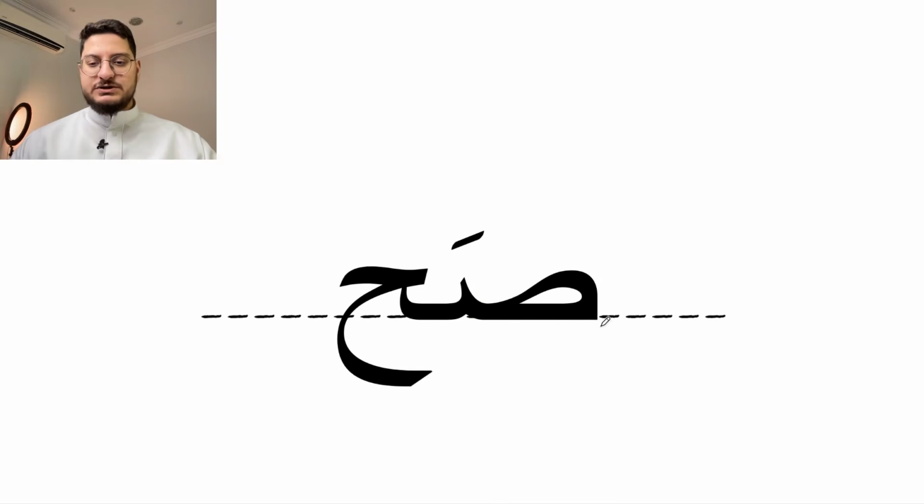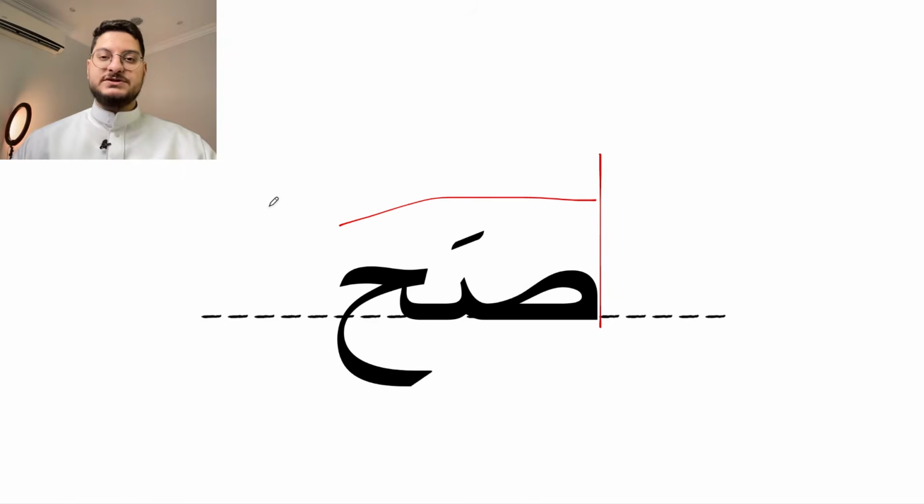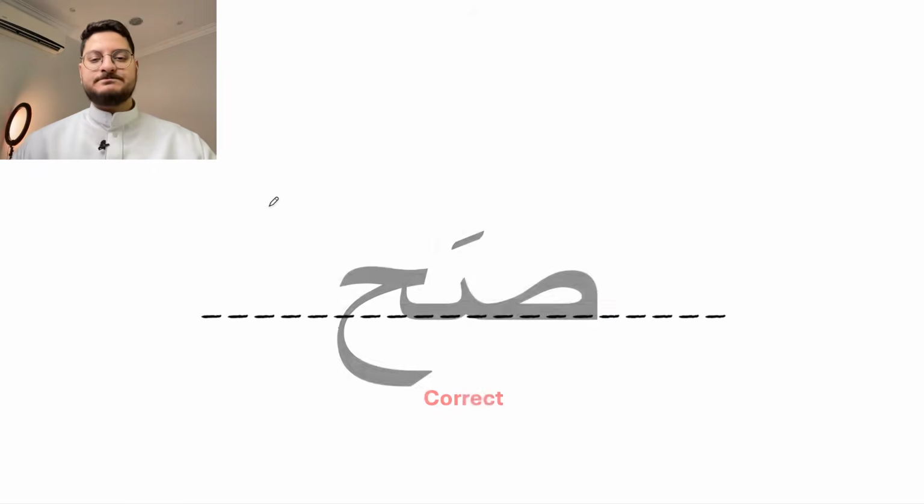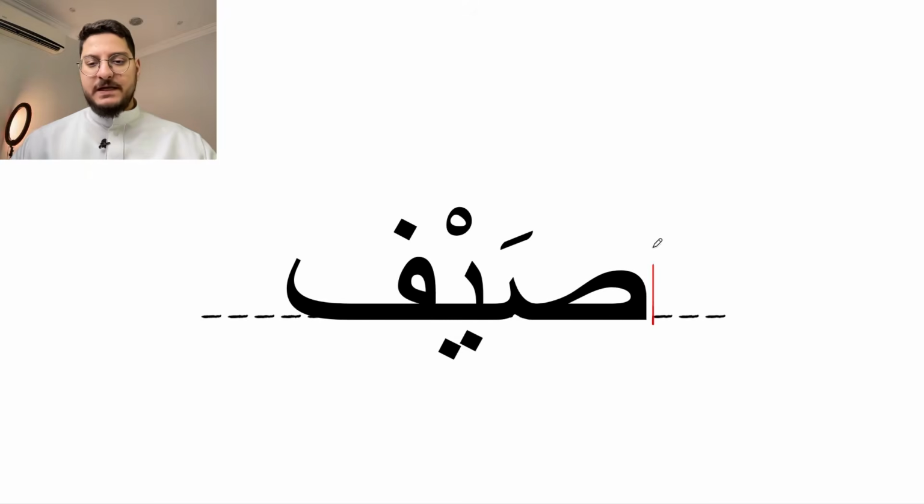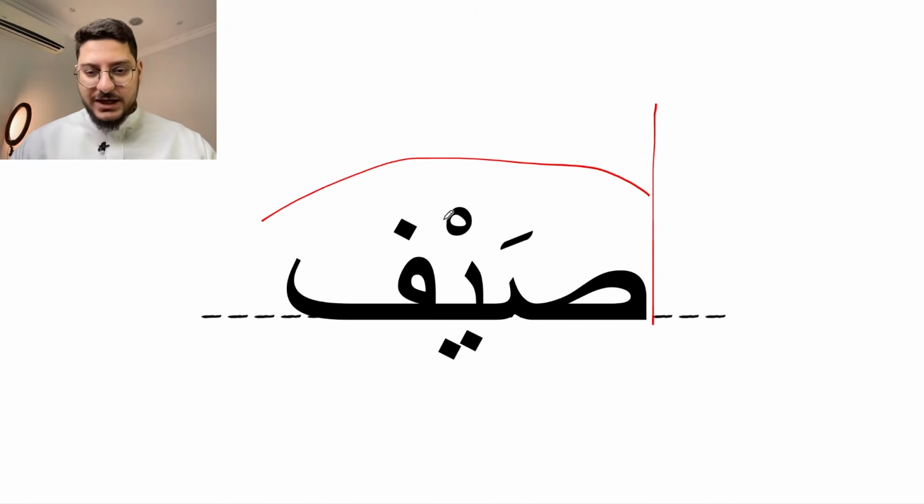Next one. So the word is only one syllable, and it's sah. Sah means correct or right. Next one. Again, the whole word is only one syllable, and it's saif. We need to pronounce the ya, guys, don't forget, with no vowels. Saif.